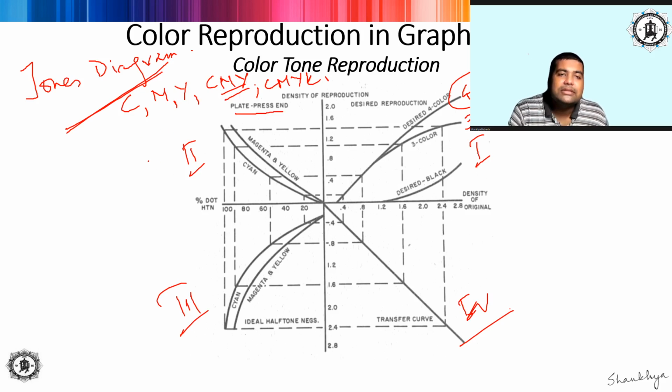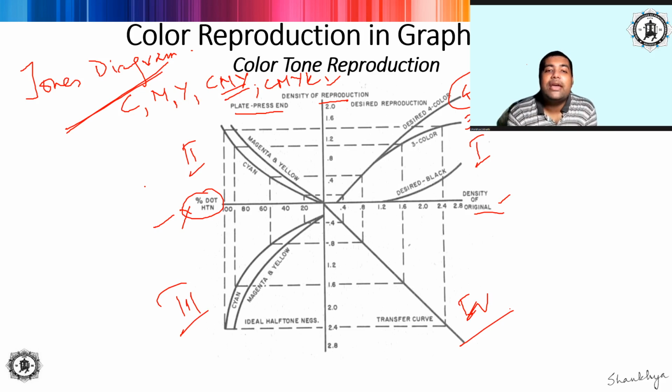What you have to do is you have to plot two things. Now in case of quadrant 1, you see both the axes over here are plotting density data. This is also density, this is also density. This is the density of the original, this is the density of the reproduction. But in case of quadrant 2, the density in the negative x-axis is basically changing. This is basically the percentage dot data.